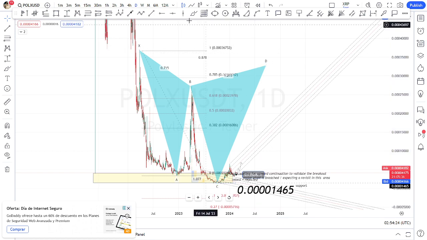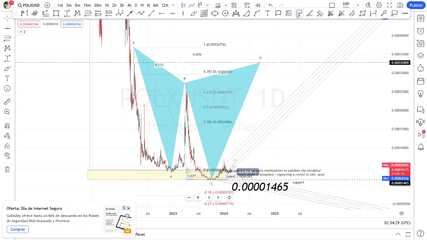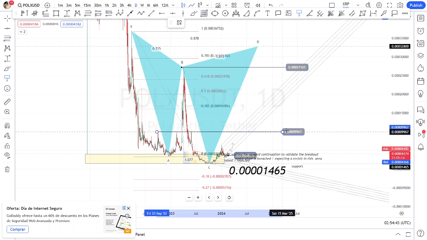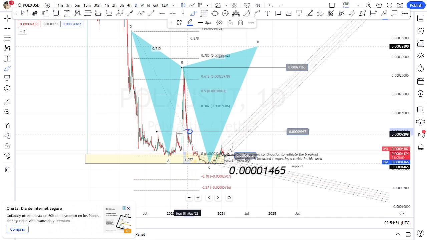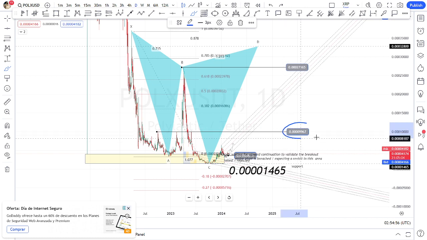So the ideal take profit will probably be here in that area. That can be the peak price. The most ideal exit can be somewhere here in this area. So we have a strong resistance here. We have price action in this area, so we must respect this first.